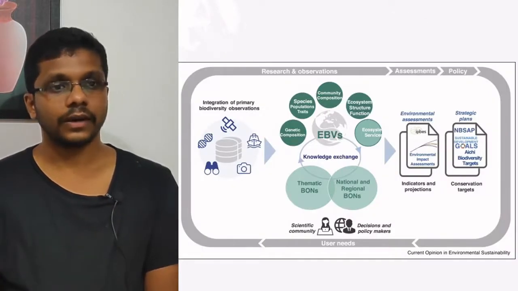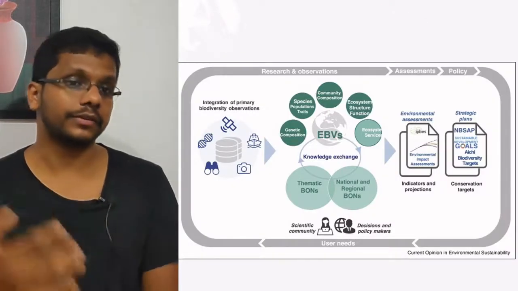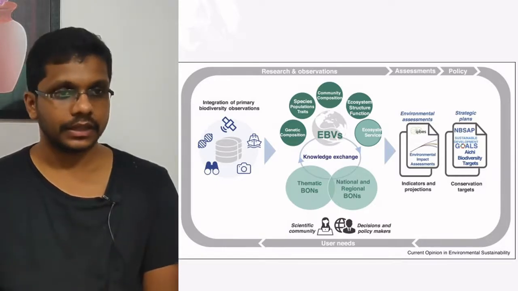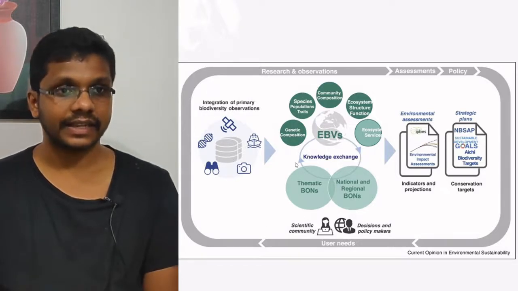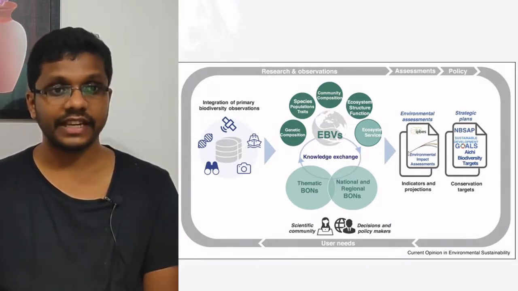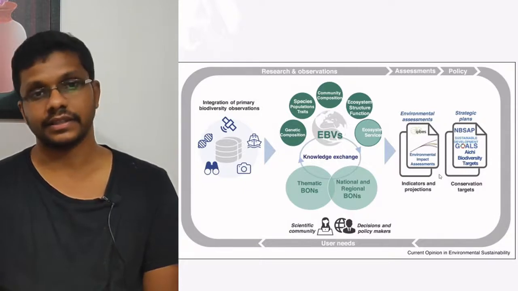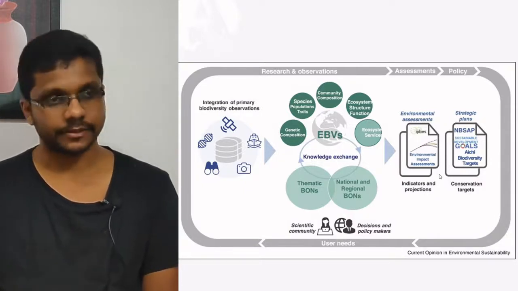So this is how the whole biodiversity monitoring thing works. Actually, this has three different components. First one is the data collection. Secondly, we have EBVs, and finally we will end up with indicators and strategic plans.